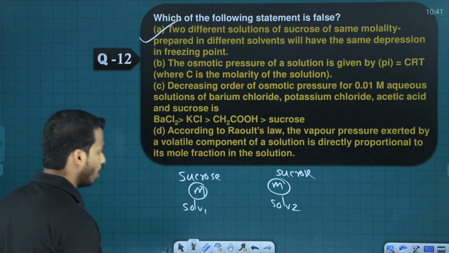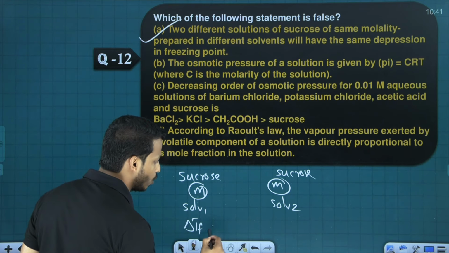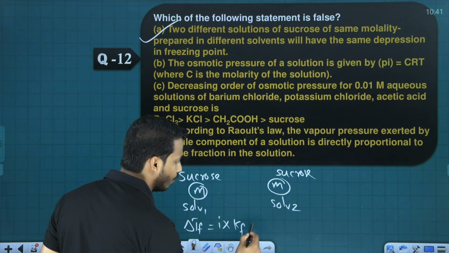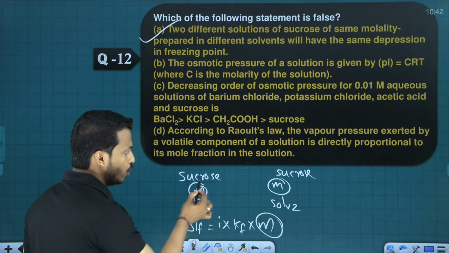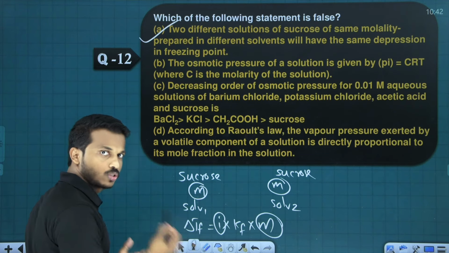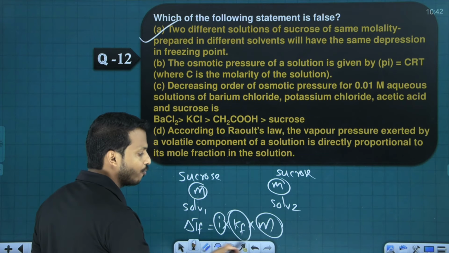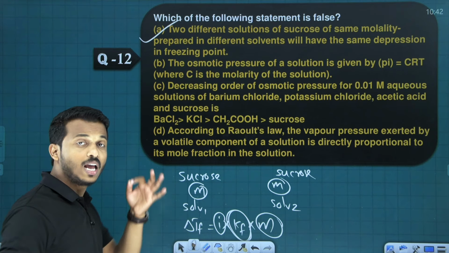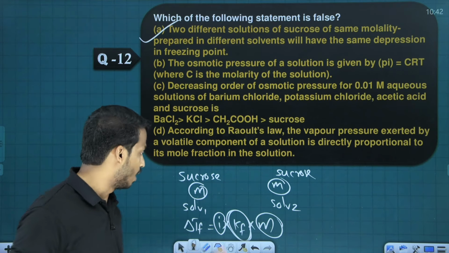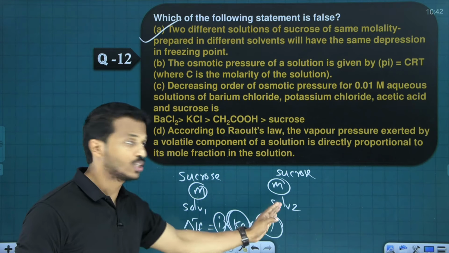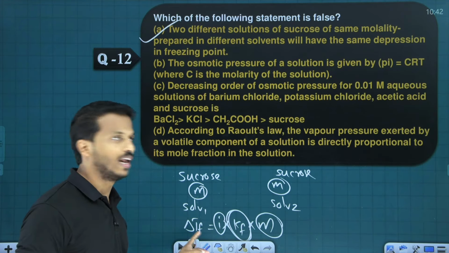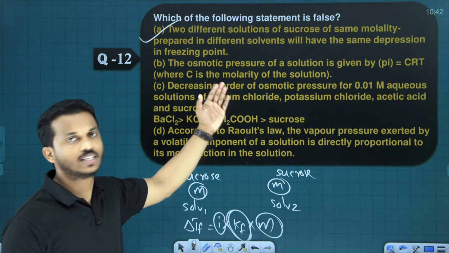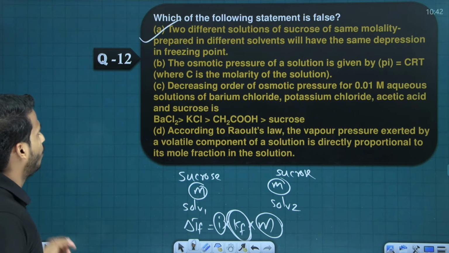Why? See, delta Tf is equal to i into Kf into m, right? Here m remains constant. The sucrose i value is also constant. But what about the Kf value? Kf is a constant for a particular solvent. Here is solvent 1, this is solvent 2. Different solvents have different Kf values, so their delta Tf will be different. They said it is the same. That is option A. What about B?